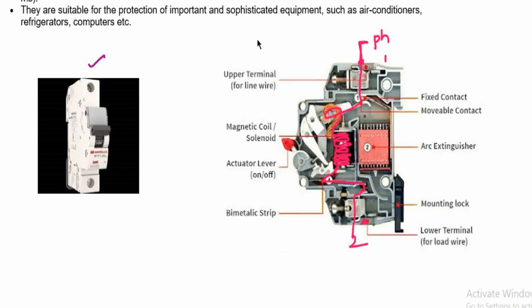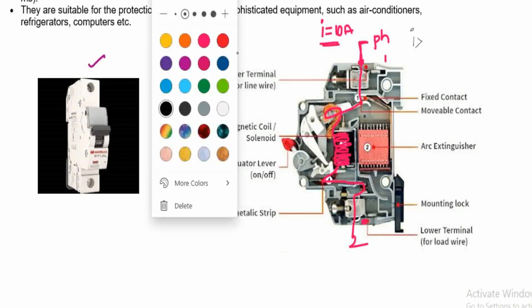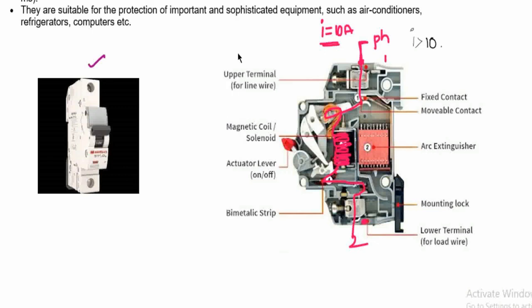Whenever there is a current, let us say the rating of the MCB is 10 amperes. That means the MCB will be in on condition even if the load is demanding 10 amps of current. So let us say the load is demanding more current, that is more than 10 amperes. Load current is more than 10 amperes. Now what happens? The MCB should not allow this much current, right? Then what happens here?